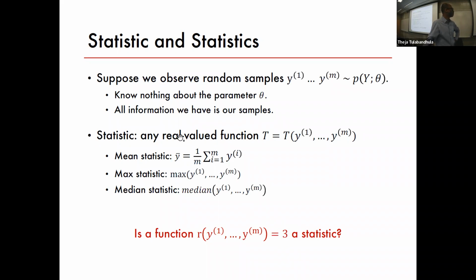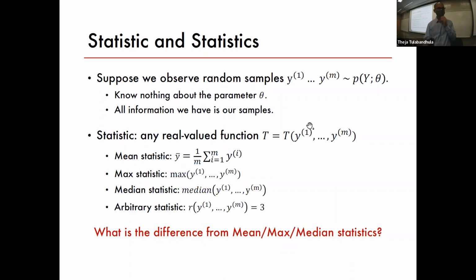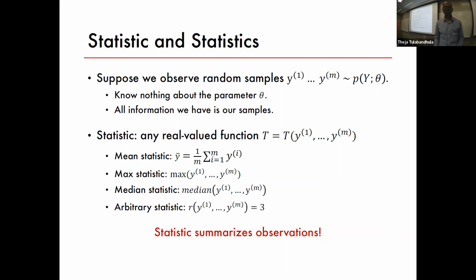Given that I said it's any real-valued function of inputs, it is a statistic, but it's a useless statistic because it's not changing. Of course, it's an arbitrary statistic, but it's not useful because it's a constant function. Ideally, you want a function of inputs which hopefully varies as the inputs vary. That's the difference from the other statistics given here: they summarize observations. That's the goal that we want.